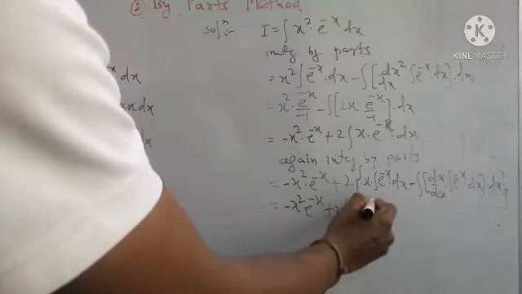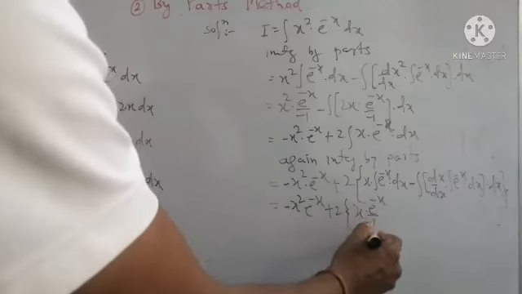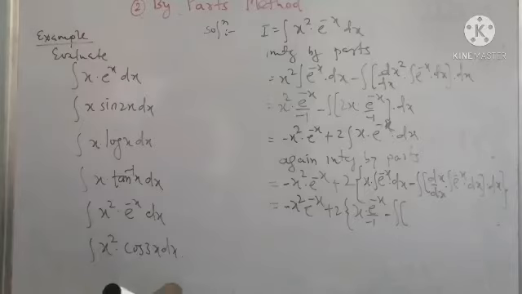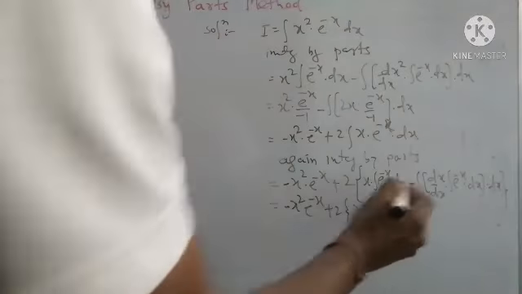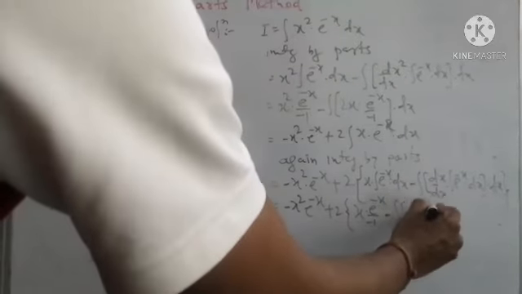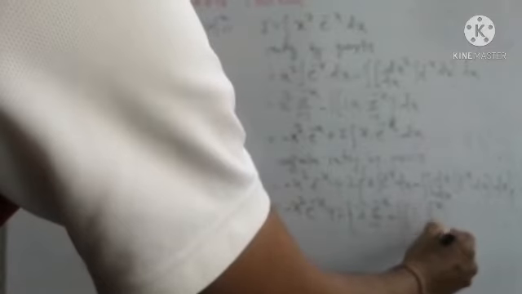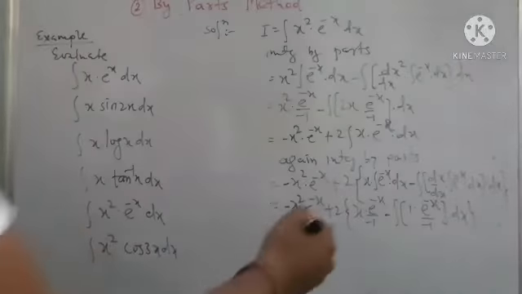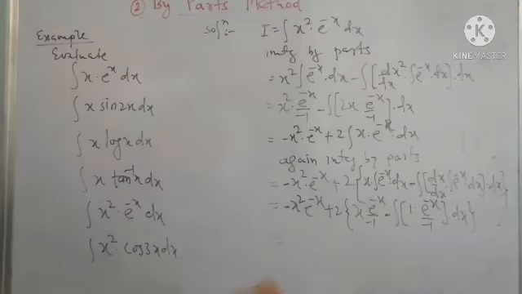x into e raised to minus x as integration of e raised to minus x divided by minus 1, minus integration of bracket. Now simplify the second part: derivative of x is 1, so 1 into integration of e raised to minus x is e raised to minus x divided by minus 1, bracket complete, into dx, and the whole bracket completed which is multiplied by 2. And finally we have to simplify this bracket and take the integration of it.